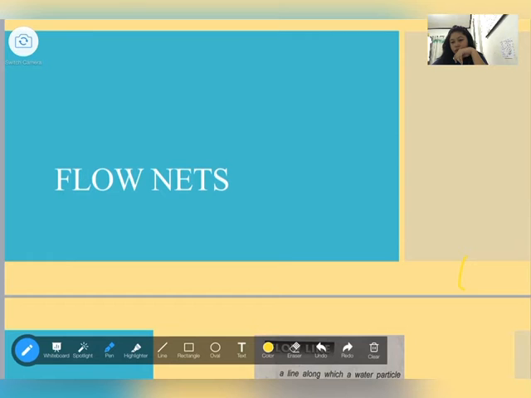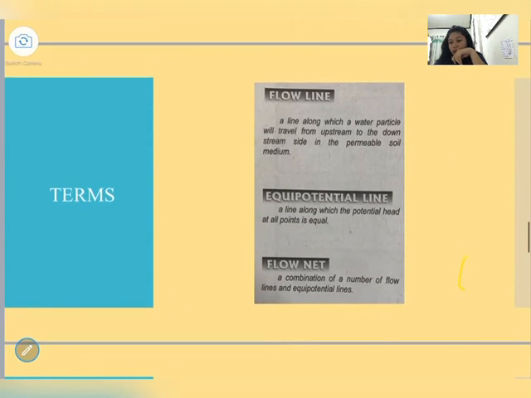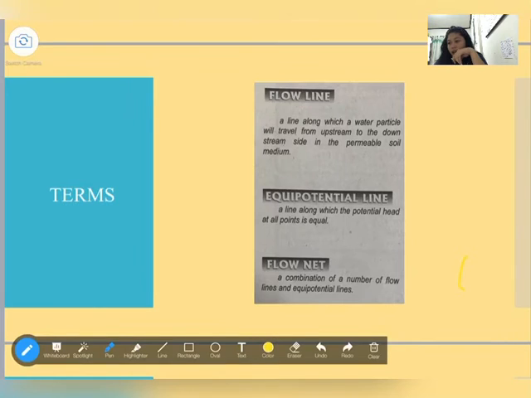So, terms. A flow line is the line along which a water particle will travel from upstream to the downstream side of the permeable soil medium. An equipotential line is the line along which the equipotential head at all points is equal. A flow net is a combination of a number of flow lines and equipotential lines.